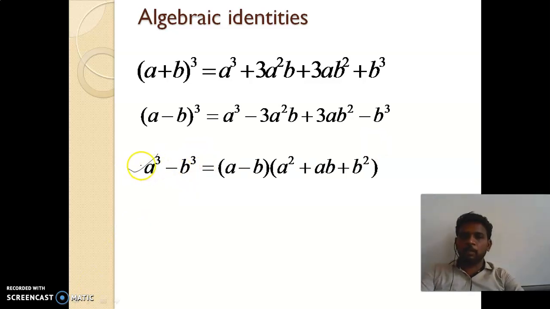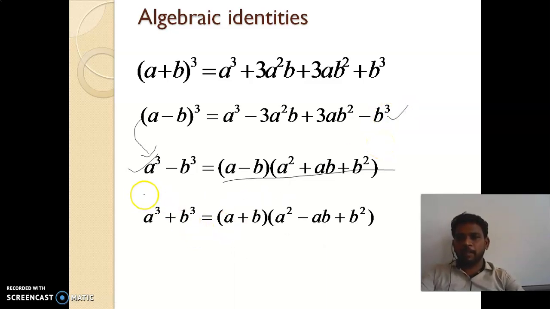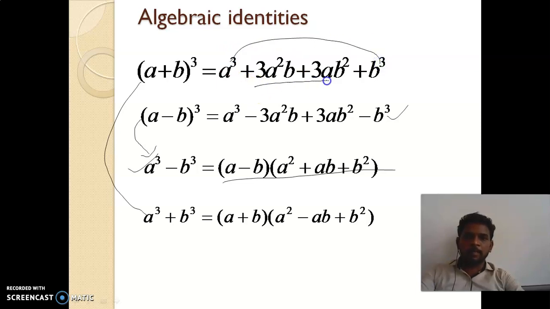It is also derived from this formula only. That is, a cube minus b cube equals (a minus b) into (a square plus ab plus b square). This formula is derived from this one. Similarly, from the first formula we can derive this one, a cube plus b cube. If you keep a cube plus b cube here itself, and then transpose these two terms to the left hand side, we will get this term.